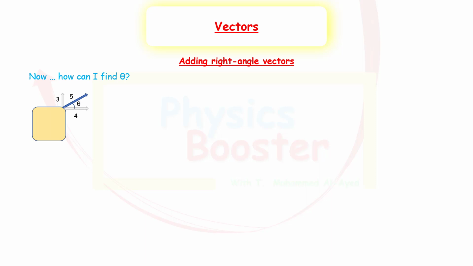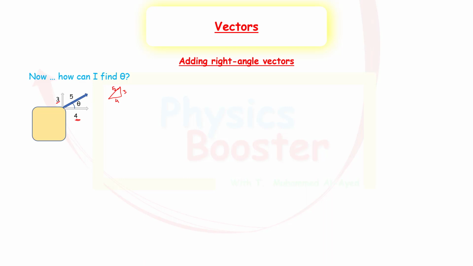Well, to do that, we're going to imagine that we have the original vectors. Remember, the original question had a 4 going to the right and a 3 going upwards. So we can just imagine it as if it were a triangle, right? This is the hypotenuse, which is equal to 5. This is the adjacent, which is equal to 4. And this is the opposite, which is equal to 3.